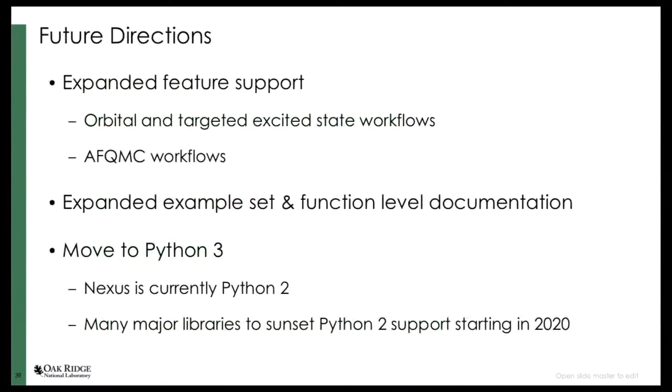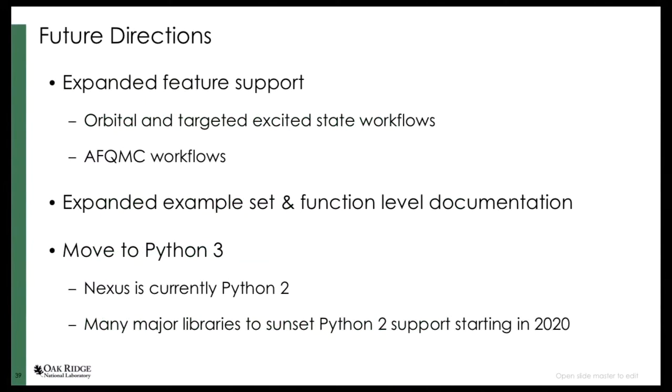And probably just finally, I'll note some future directions. So we need to expand features in a couple of areas, specifically, targeting orbital optimization or the targeted excited state workflows. AFQMC is a big gap at the moment. This functionality is new, but I anticipate in the next couple of months to be able to have Nexus support for it. In the near future, we're going to have a more expanded example set and function level documentation. So for each of these generate functions, just documentation listing all of the possible keywords for each of those.